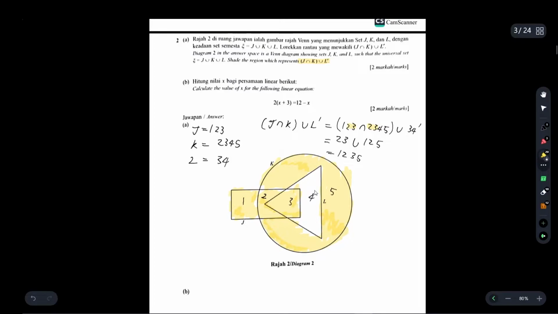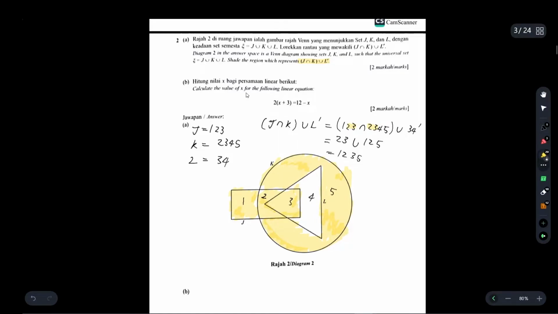And there we go. I just finished shading it up. It's not really pretty, but in the exam, please shade it more beautiful. So that's the way of answering this kind of shading questions. Pretty easy, right? So let's move on to the next one.